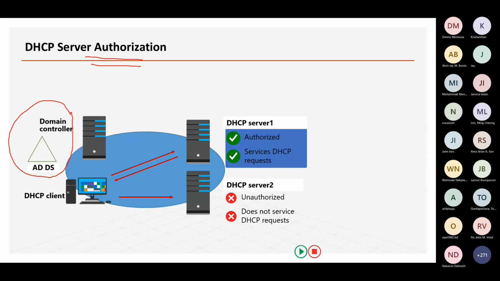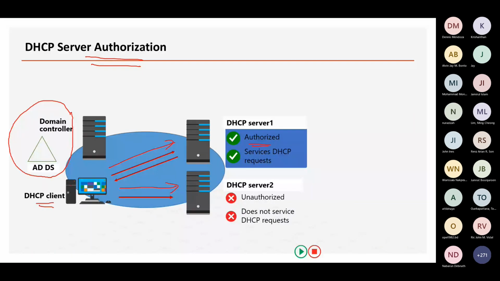This DHCP client packet is being sent to both DHCP servers, since it's a broadcast packet. But you can see here that only one DHCP server has been authorized. Only the computer, the DHCP server that has been authorized, responds here.